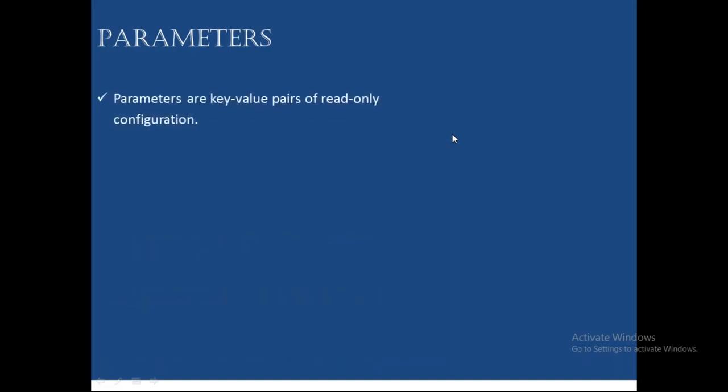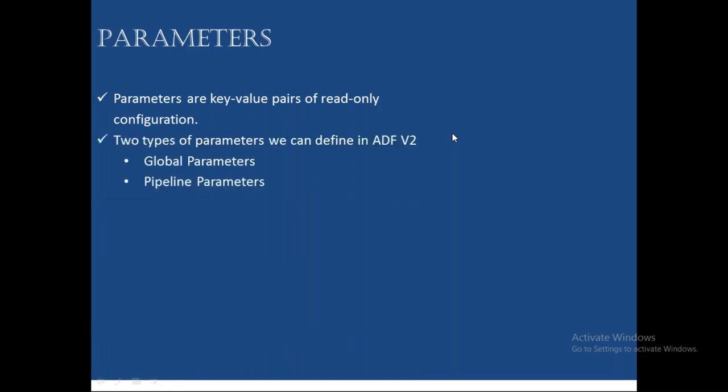I will explain. First, you need to understand that parameters are key-value pairs of read-only configuration. You are just going to read these values in a pipeline. You cannot modify these values in a pipeline, you can only read them. Two types of parameters we can define in ADF: global parameters and pipeline parameters.